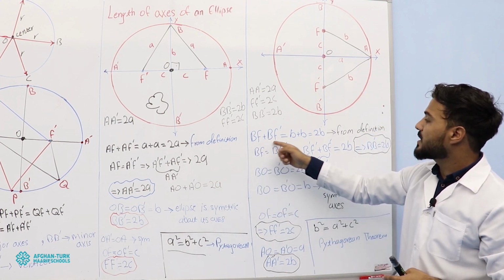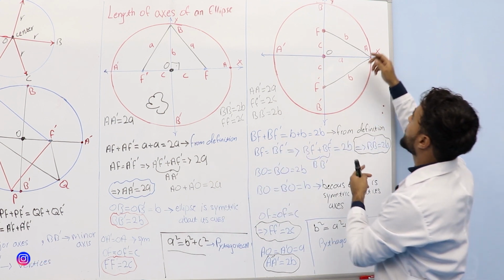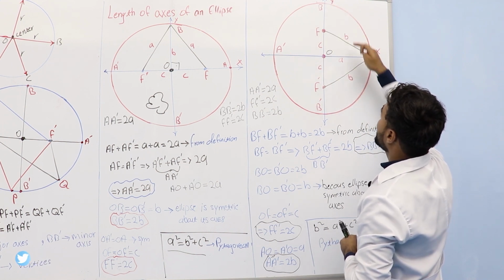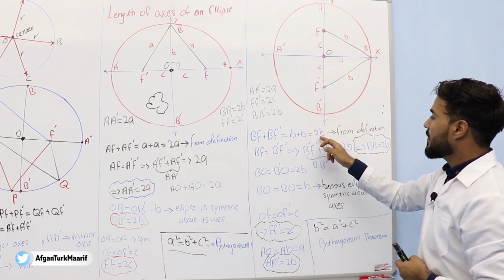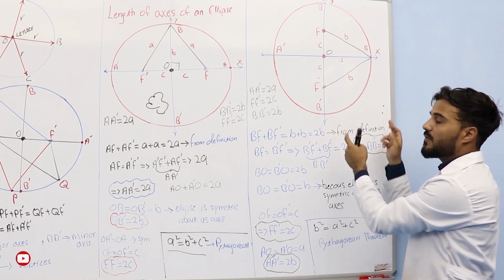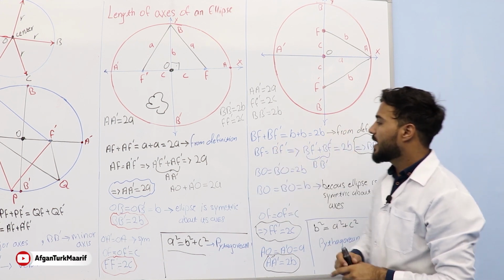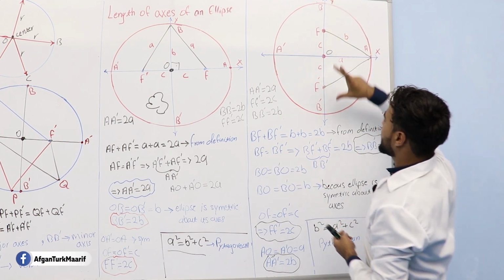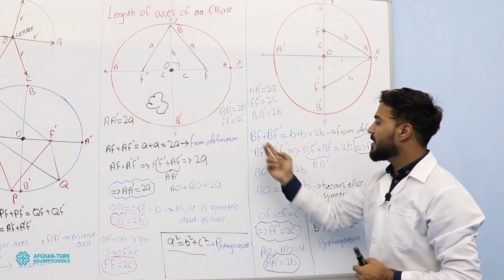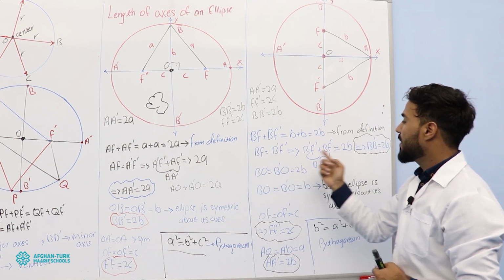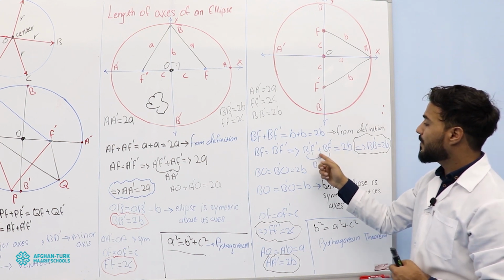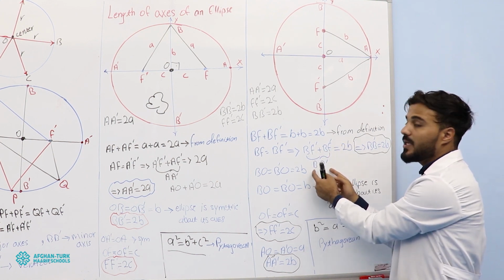BF plus BF' is equal to B plus B. In here we can see BF plus BF' is equal to B plus B, so B plus B is equal to 2B. From the definition of ellipse, we can write this equation. Now, BF is equal to B'F'. It means that this distance is equal to this one. So now instead of this BF, you can write B'F'. So B'F' plus BF' is equal to 2B. In here, B'F' plus BF' is equal to BB'.